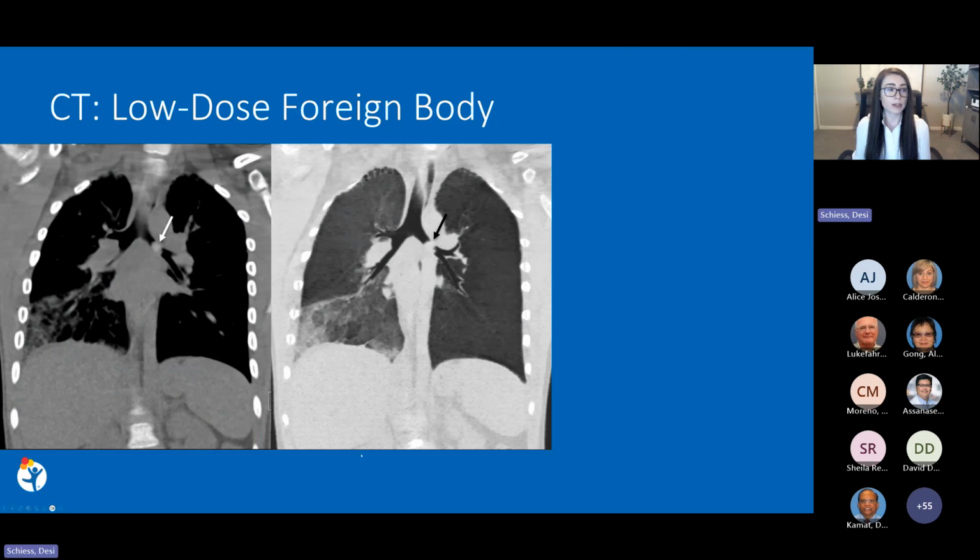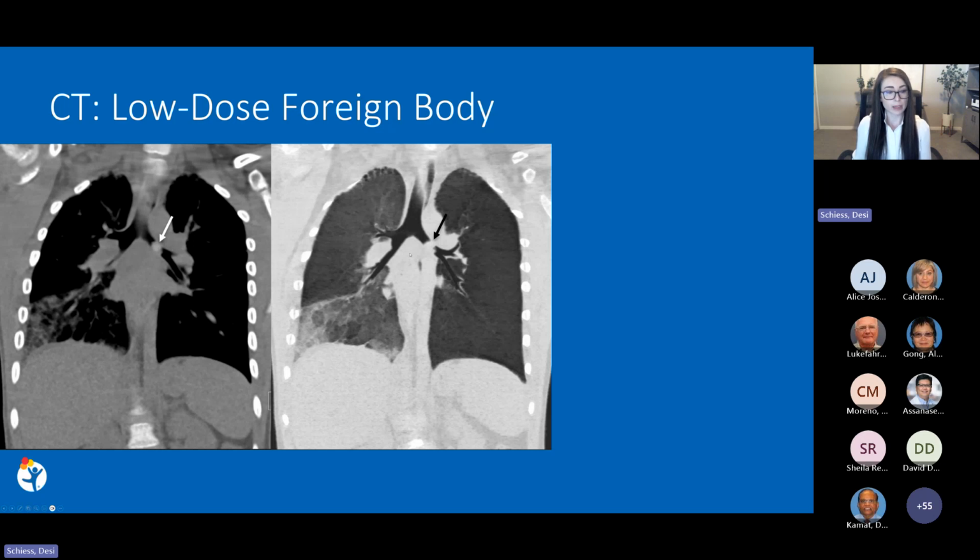This 9-year-old girl with history of trisomy 21 presented with coughing, hypoxia, retractions, and decreased breath sounds on the left after eating popcorn at school 3 days prior. Given concern for an aspirated radiolucent foreign body, a low-dose chest CT was performed. These coronal CT images demonstrate a rounded hyperdense object within the left mainstem bronchus.